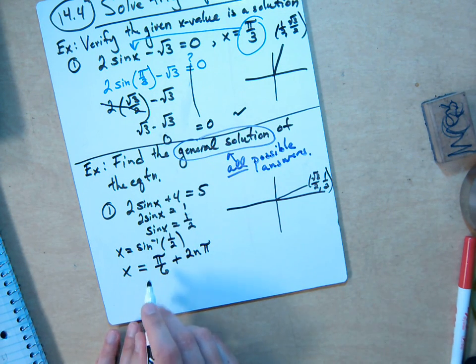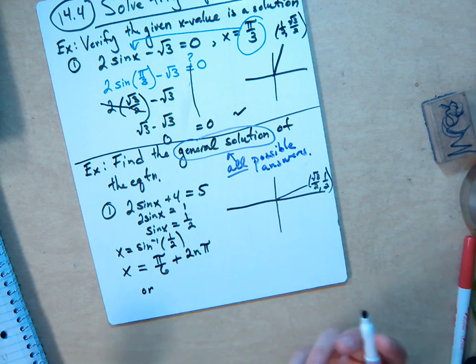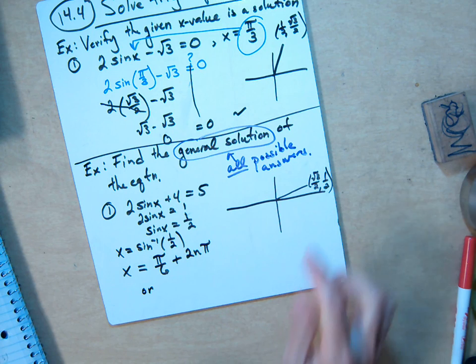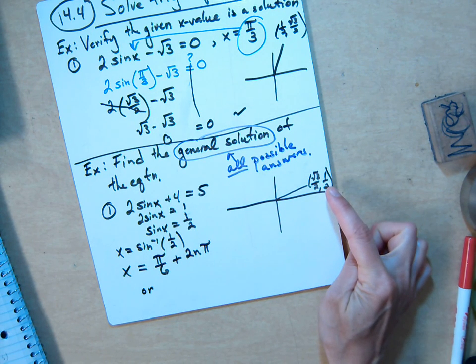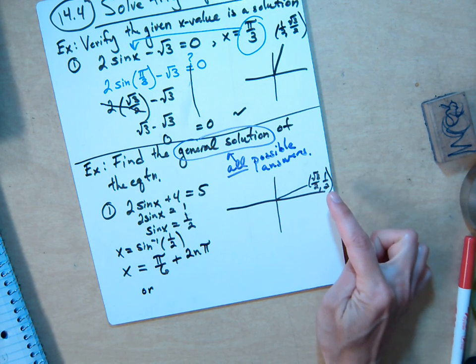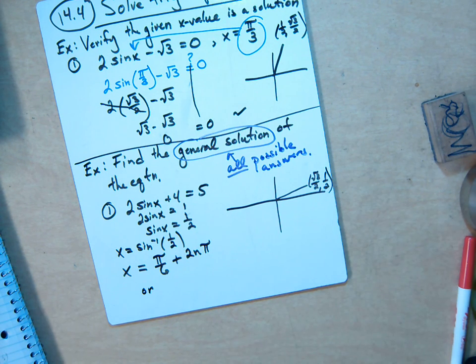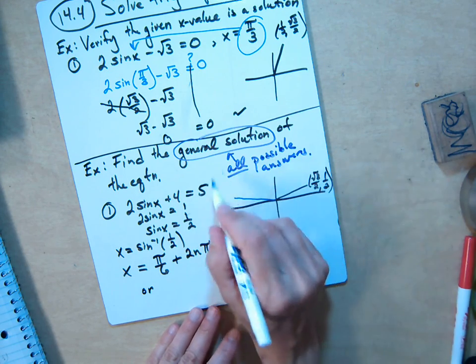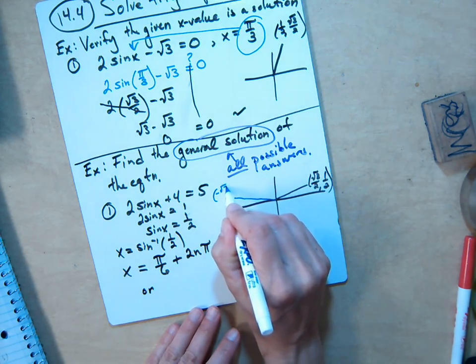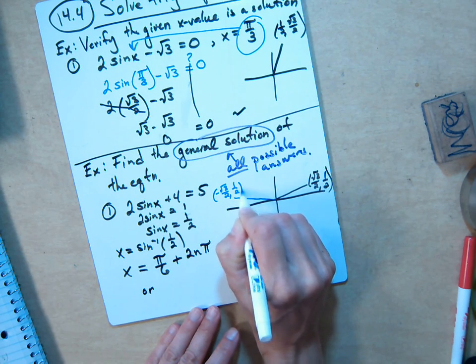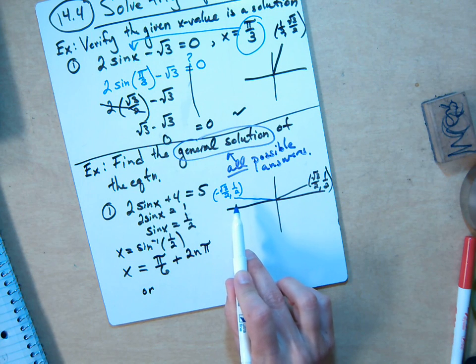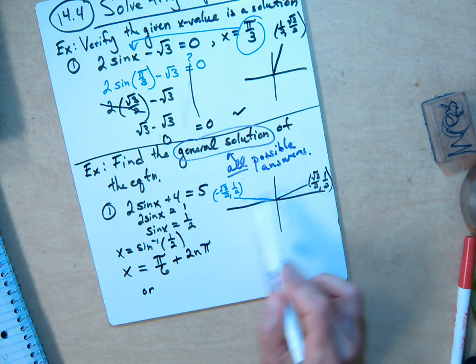Now, there's one other missing piece here, and this is why solving trig equations is harder: there's another place where the y-coordinate is a half. Because of all the symmetry, where else is the y-coordinate a half? Which quadrant? Yeah, in quadrant 2. Do you guys see it's perfect symmetry, right? The coordinates here are negative root 3 over 2, 1/2. And the y-coordinate is still a half, because the y-coordinate is positive in quadrants 1 and 2.